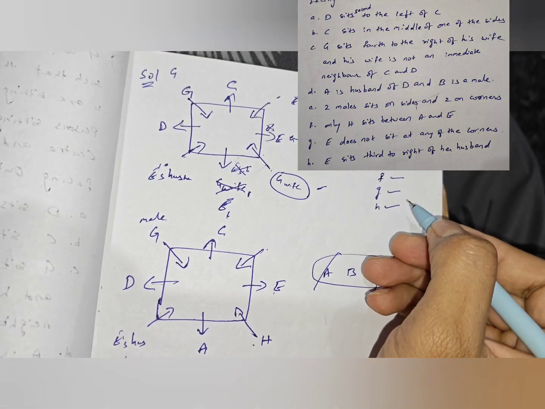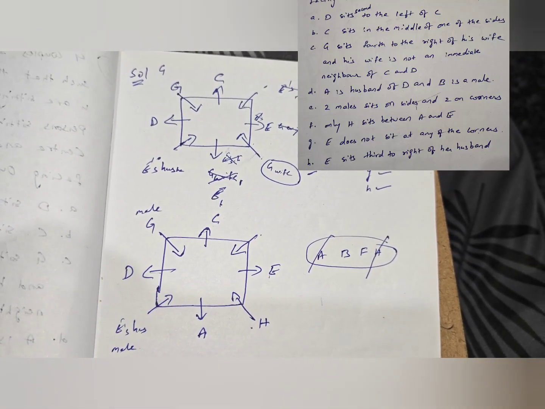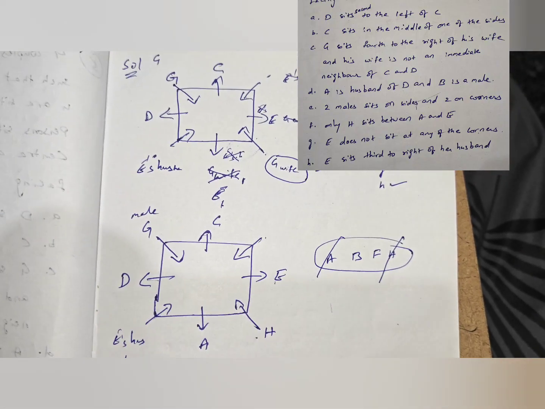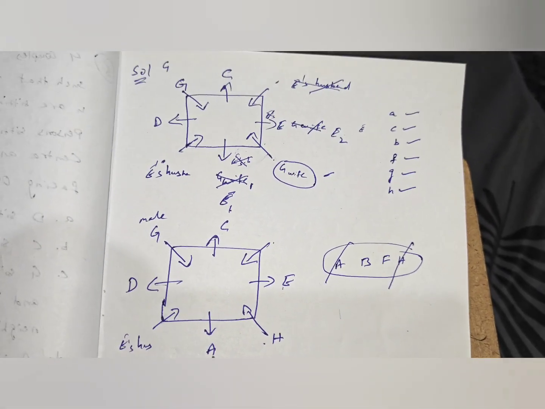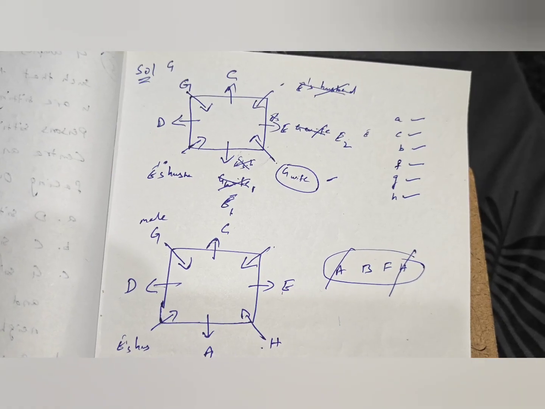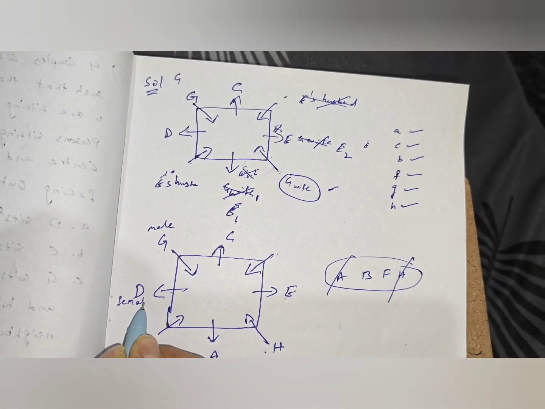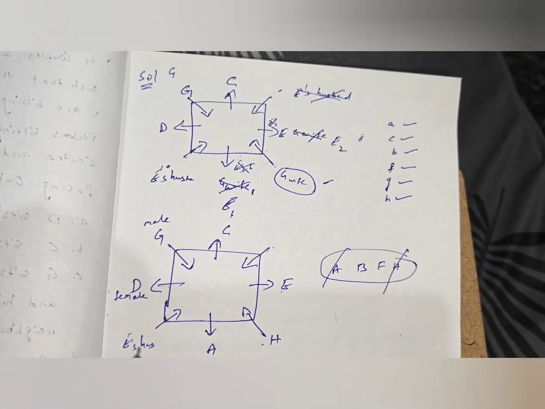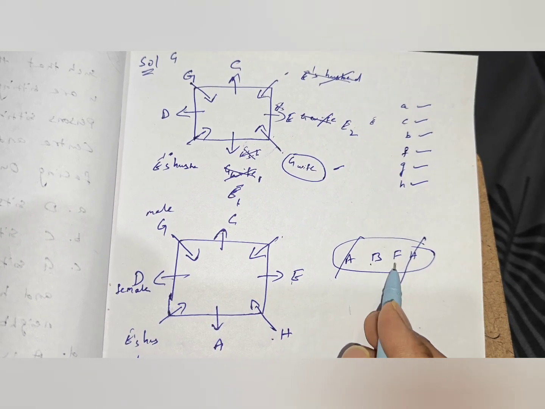Now we have to come to the conclusion with D statement. A is the husband of D and B is a male. Here A is the husband of D. That means A is a male and D is a female and B is a male. We have two places, B and F.